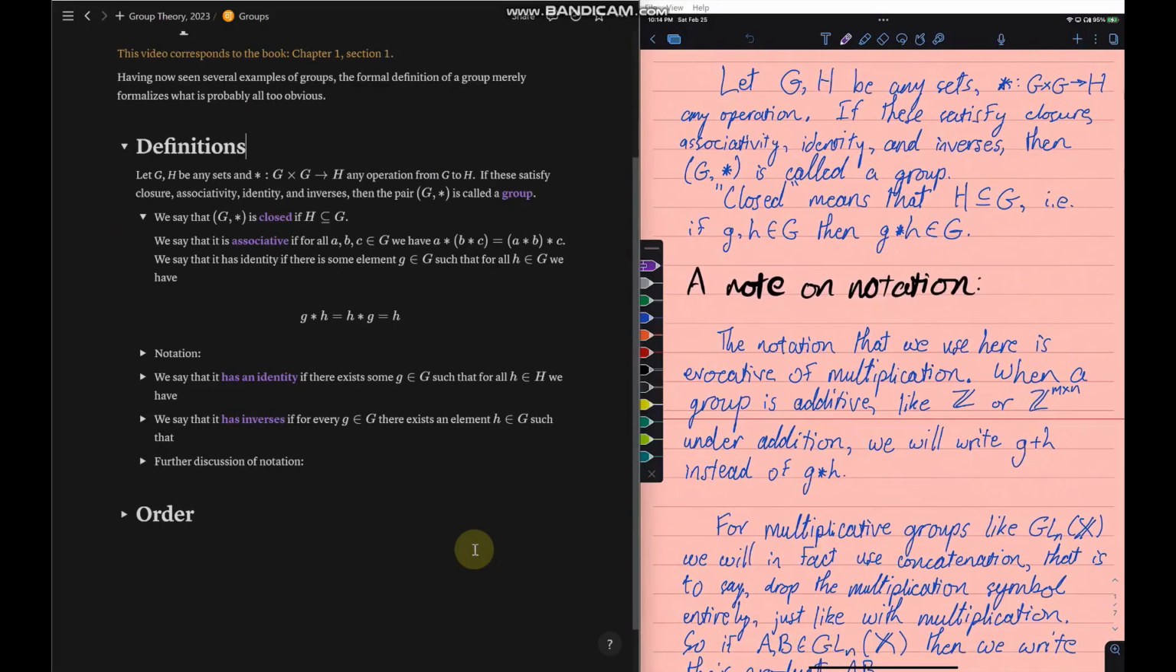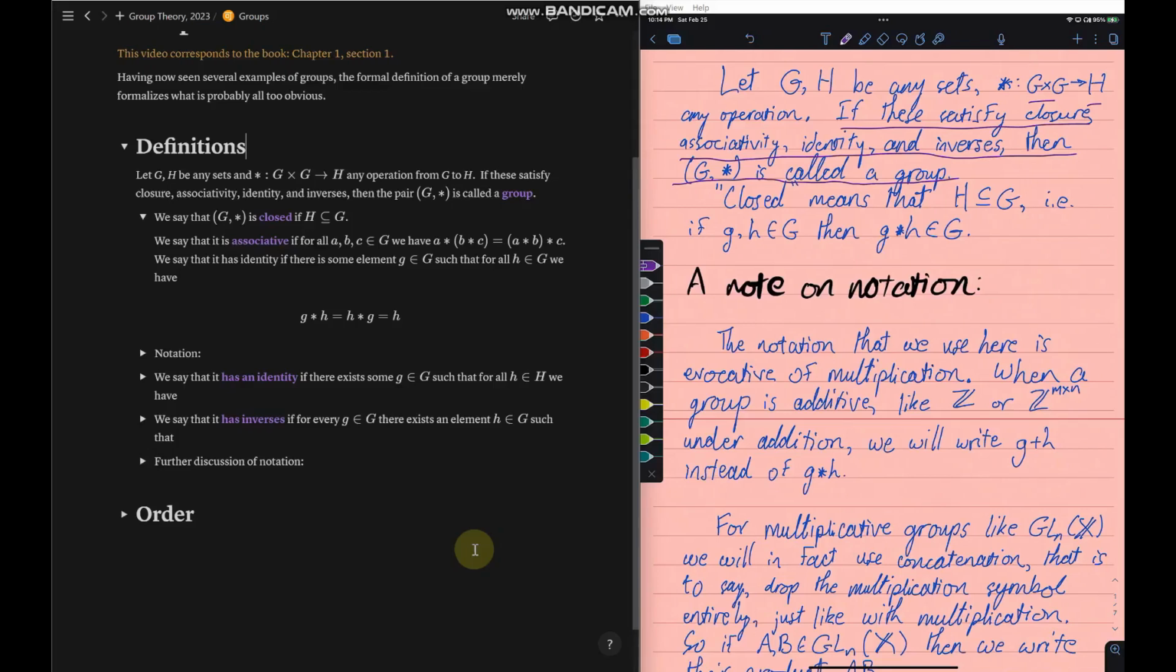Let G and H be any sets. This asterisk is an operation from G to H. If these satisfy closure, associativity, identity, and inverses, then the pair G, asterisk is called a group.